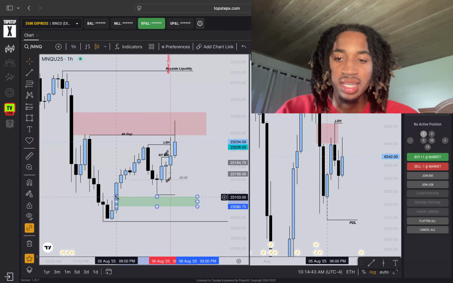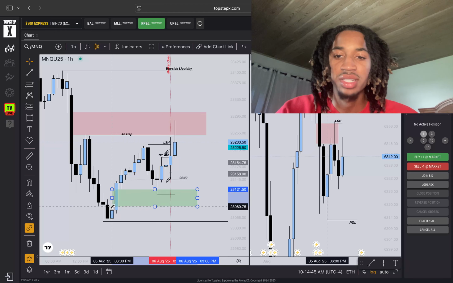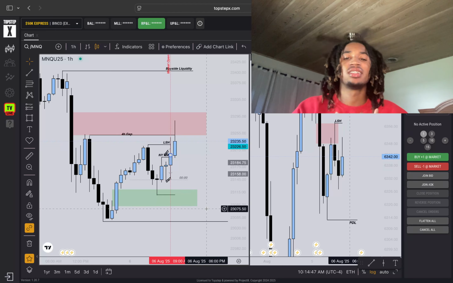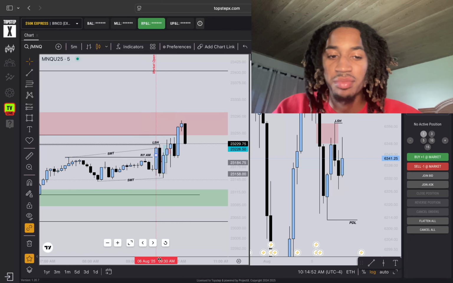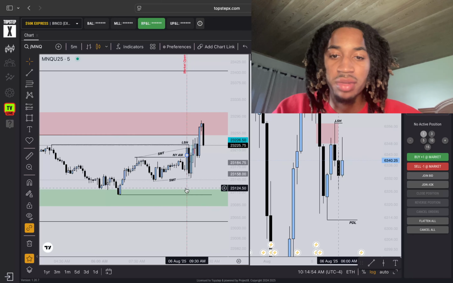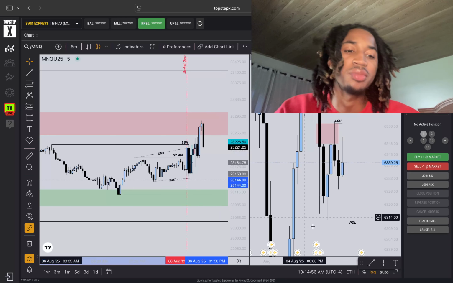We also had this hourly FVG that was getting respected. So my idea is, if we were going to be bearish, I wanted to see market come in, sweep out some lows and expand higher. That's what I wanted to see market do.